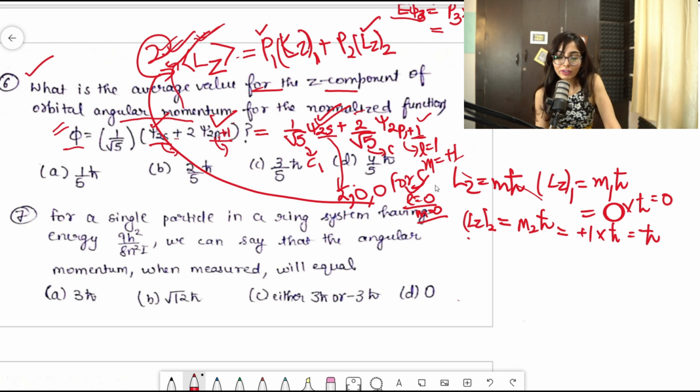Also we need to find P1. So let's find P1. What is P1? That would be C1 square. That is the formula, guys. For people who are not knowing it, P1 would be C1 square.